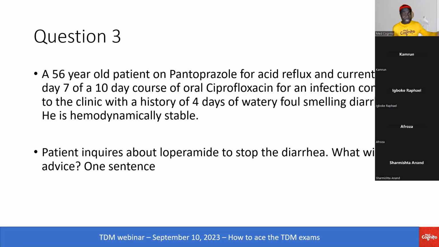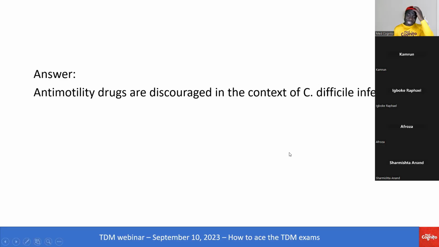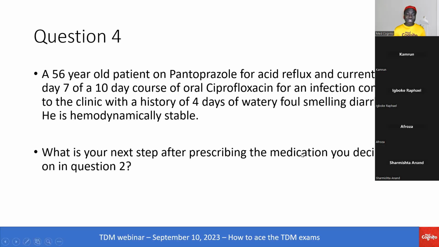It's the same patient. And the question says, patient inquires about loperamide to stop the diarrhea. What will you advise? One sentence. What's the answer? What will you say? Okay, good. So anti-motility drugs are discouraged in the context of C. difficile infection. So you can say, I will not prescribe it. You can say no. You can write it in any way, as far as you're communicating what you have to communicate.